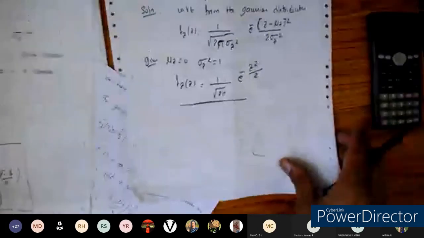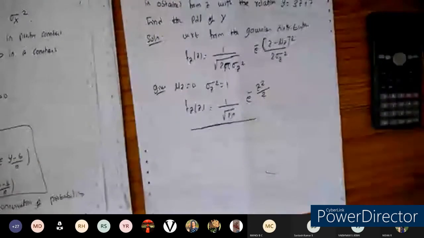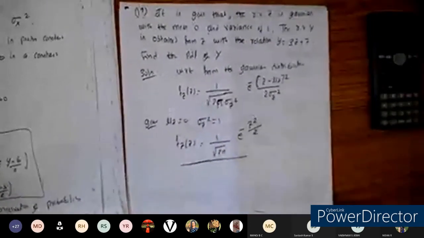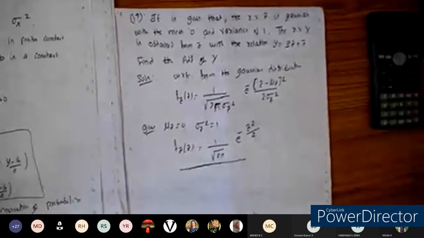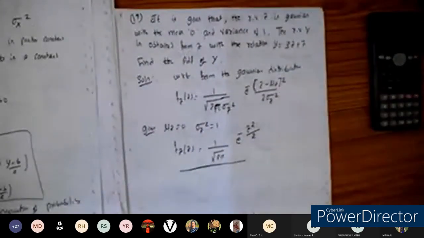Okay, fine. So in the last class, we were doing this problem. This is the problem we did in the last class.